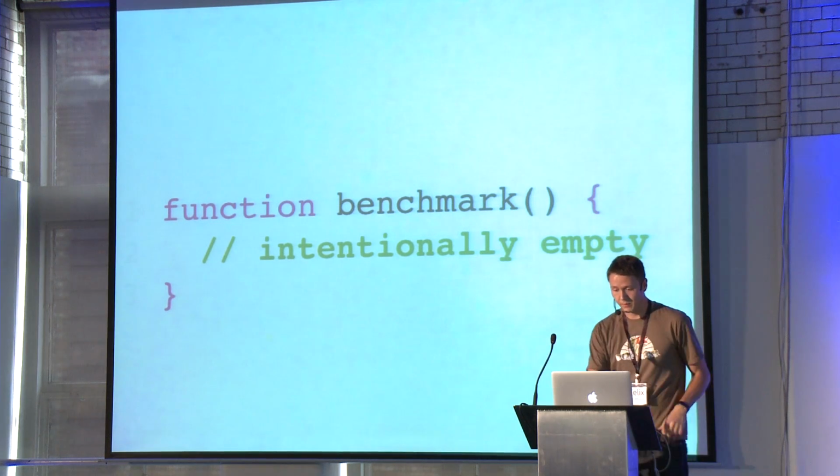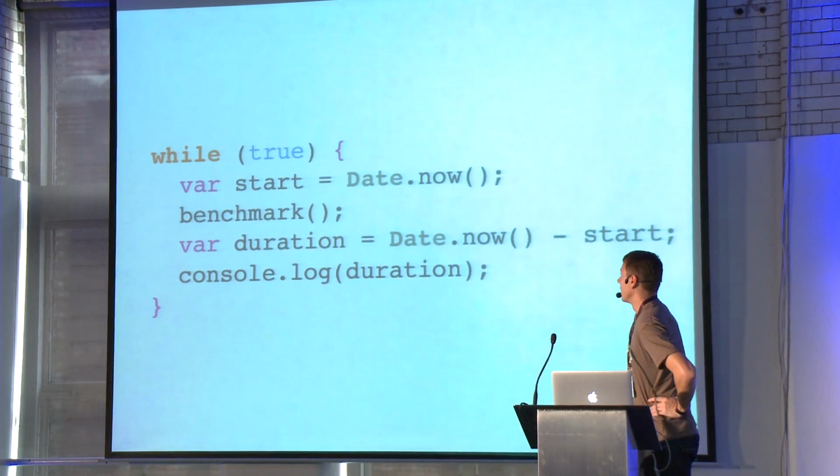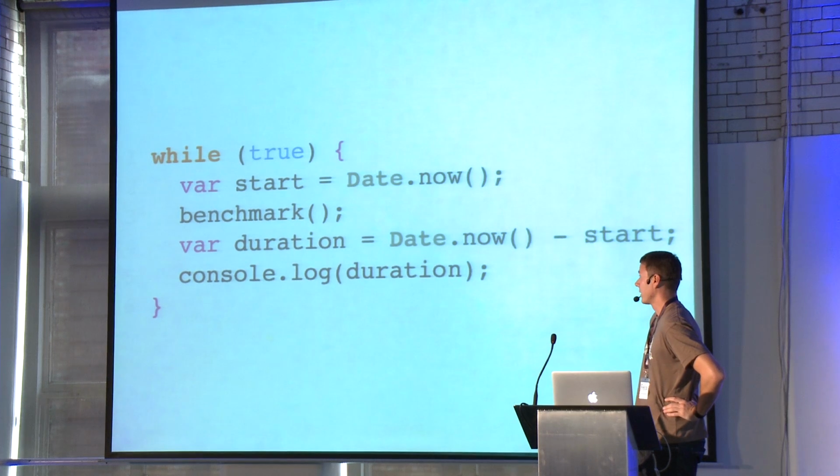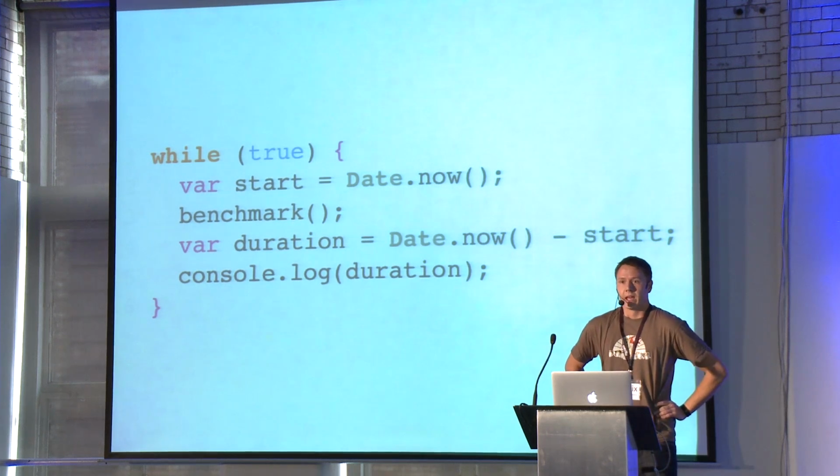So basically, if you want to try this at home, just create a function called benchmark. Don't get any fancier. Create this loop, while true. Capture when you're starting your benchmark, run the benchmark function, get the duration of that benchmark, and print out the duration. Now, initially, you're always going to get 0, which means you've written the fastest JavaScript program on Earth, so it doesn't take any time.